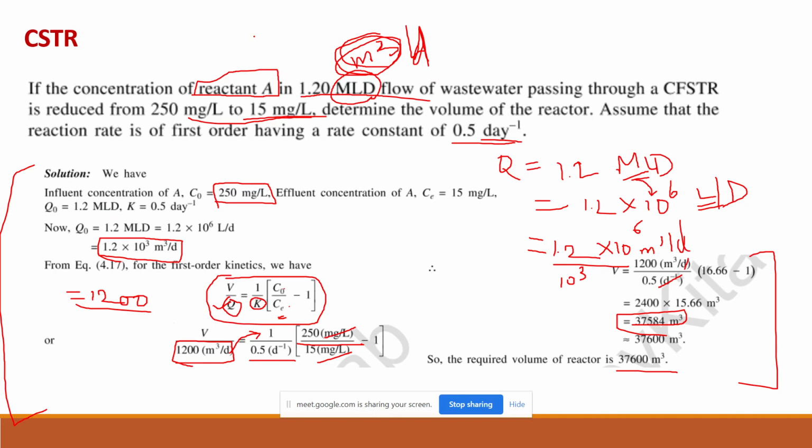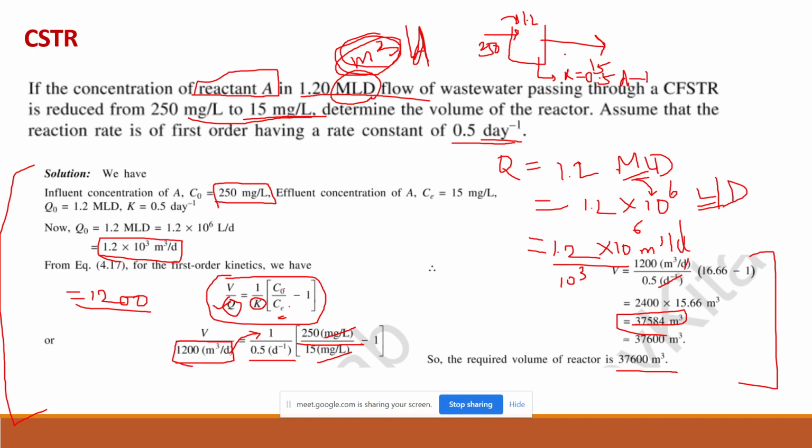So in this question, we were provided with the CFSTR. The initial concentration was provided as 250. Final concentration was provided as 15. You had a flow rate of 1.2 MLD, and the K was provided as 0.5 day inverse.